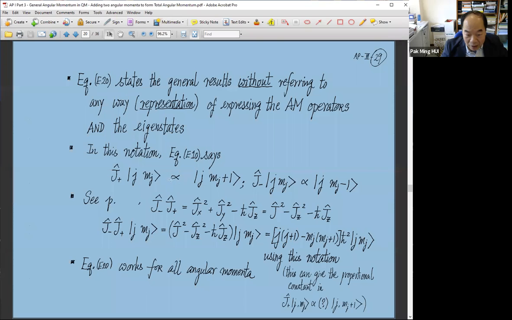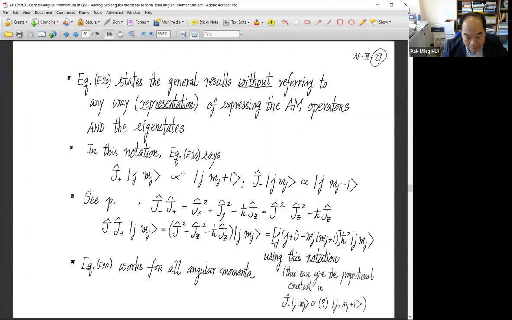You may wonder, what is the proportionality constant in front? Similarly, we know that J minus operating on this state will take the Z component down by 1, that is minus ħ. So we know that it is proportional. You may wonder, what is the constant in front? That is the detail of quantum mechanical angular momenta. We can work this thing out.